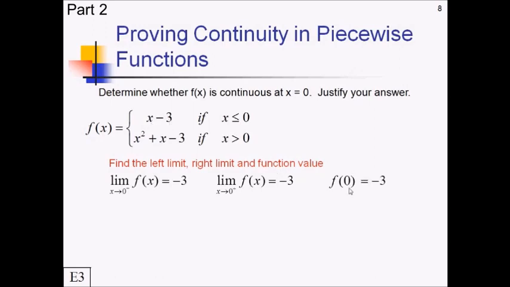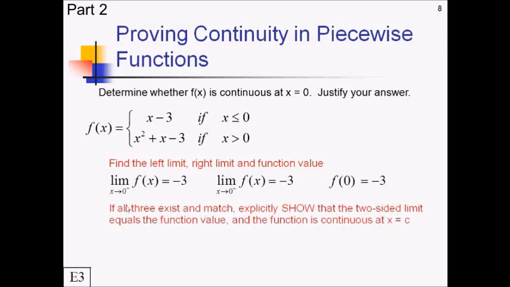Now, by showing that f of 0 equals negative 3, I've already shown that my function value exists at 0. So that was the first condition already. But these three things by themselves aren't enough to show the next two conditions. So to show that my limit actually exists at 0 and that the limit matches the function value, if all three of these things exist and they match, I have to explicitly show that the two-sided limit equals the function value. And only then can I say the function is continuous at c.